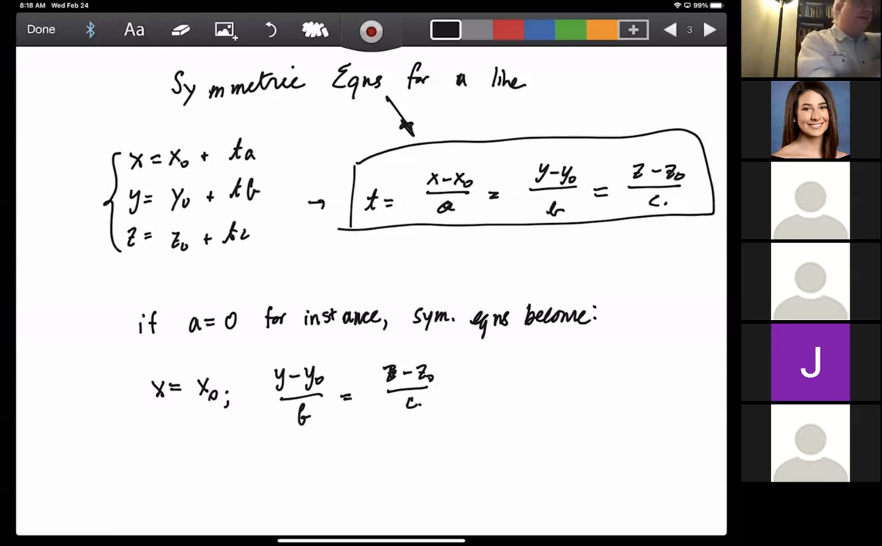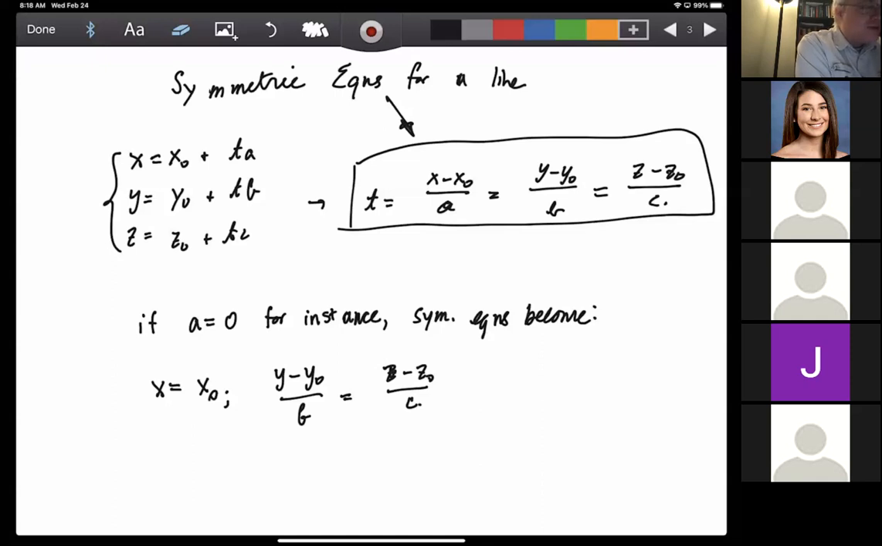So again, the symmetric equations are a way of representing the line. The information you need to represent the line is the same no matter what form you choose to present it in. If you're given the symmetric equations, from these equations, you can read off that a direction vector would have components a, b, c.